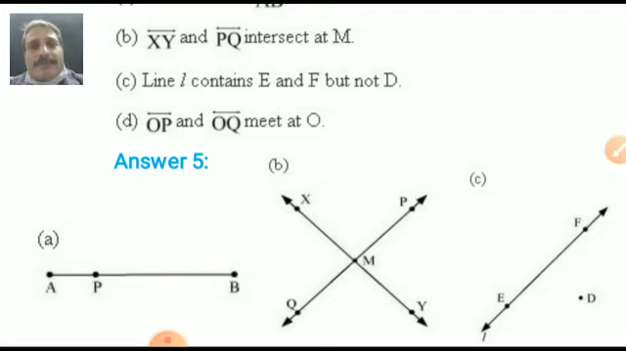Okay, third one. I took too much time for B, no problem. C: line L containing E and F but not D. Very good question. E and F are lying on line L but D is not there. So D is exterior, outside. So think about the line. Many students always draw a line horizontal, but it is not compulsory. Always straight lines, not only horizontal, vertical also you can draw.